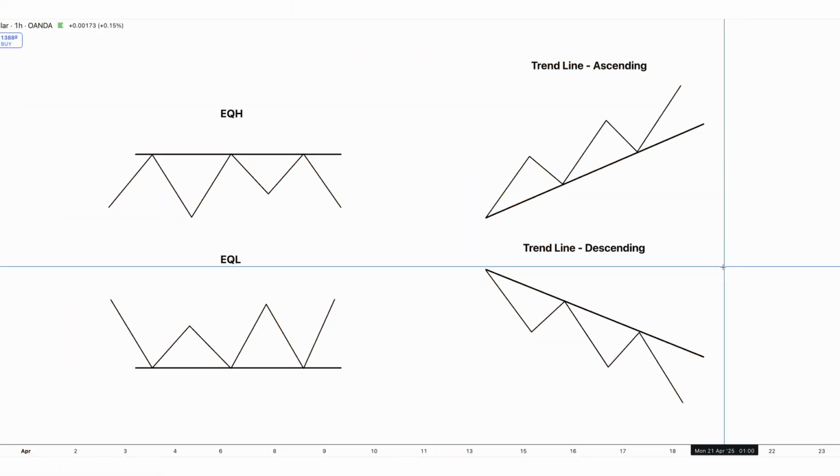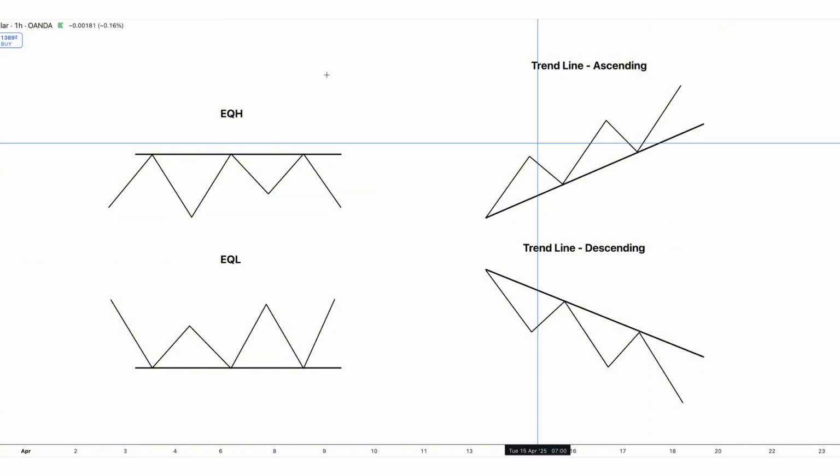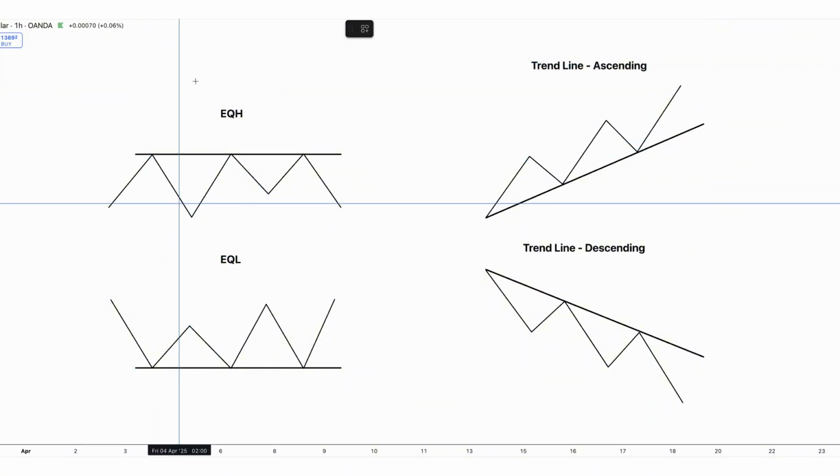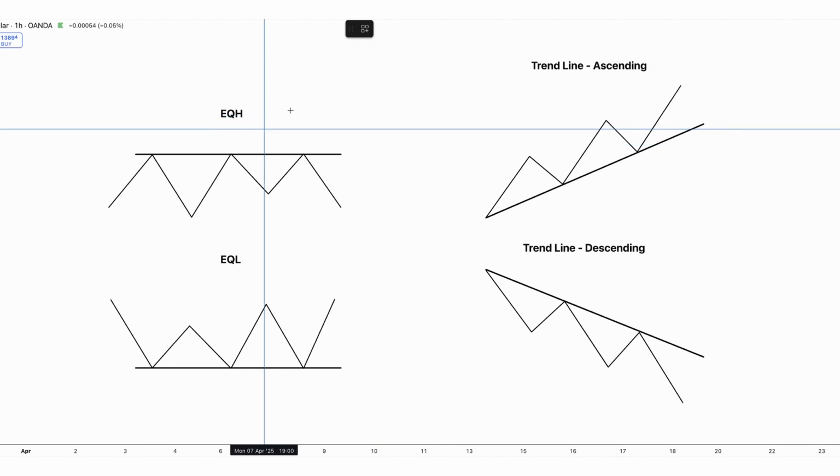If you're new to liquidity, I'm going to explain it to you now. If you're not new to liquidity, use the chapters to skip ahead to the start of the next chapter, and we'll start on the more advanced technique.